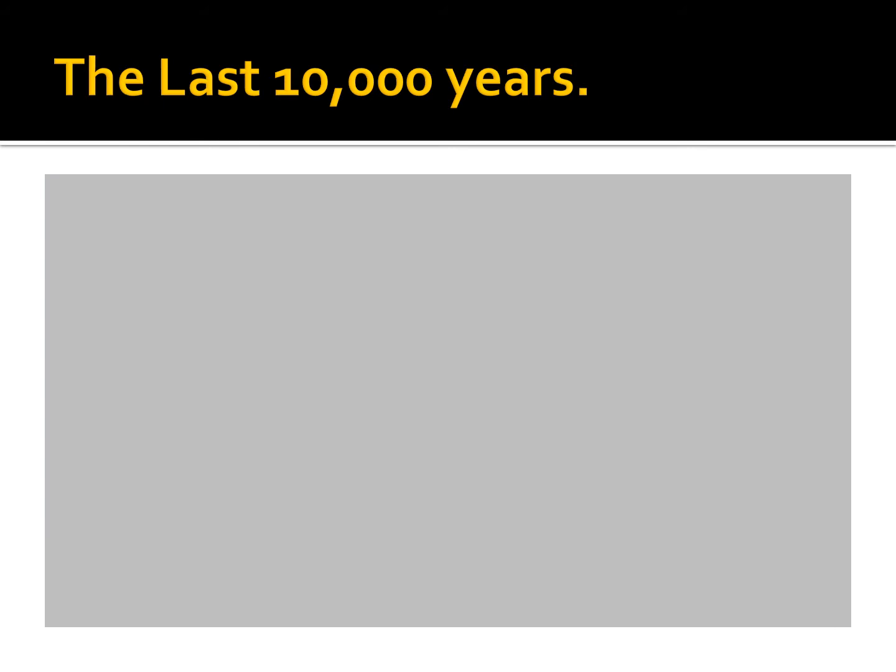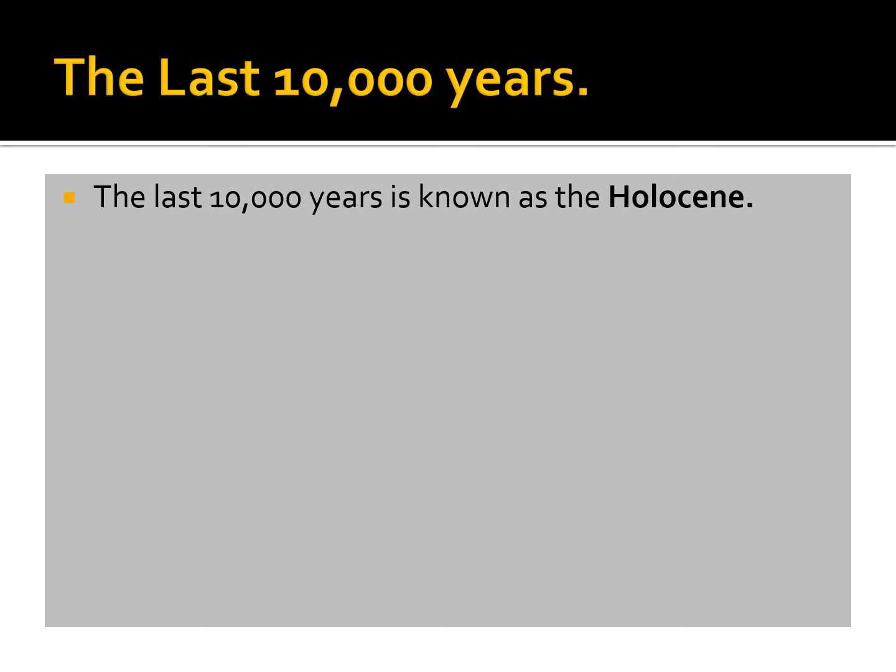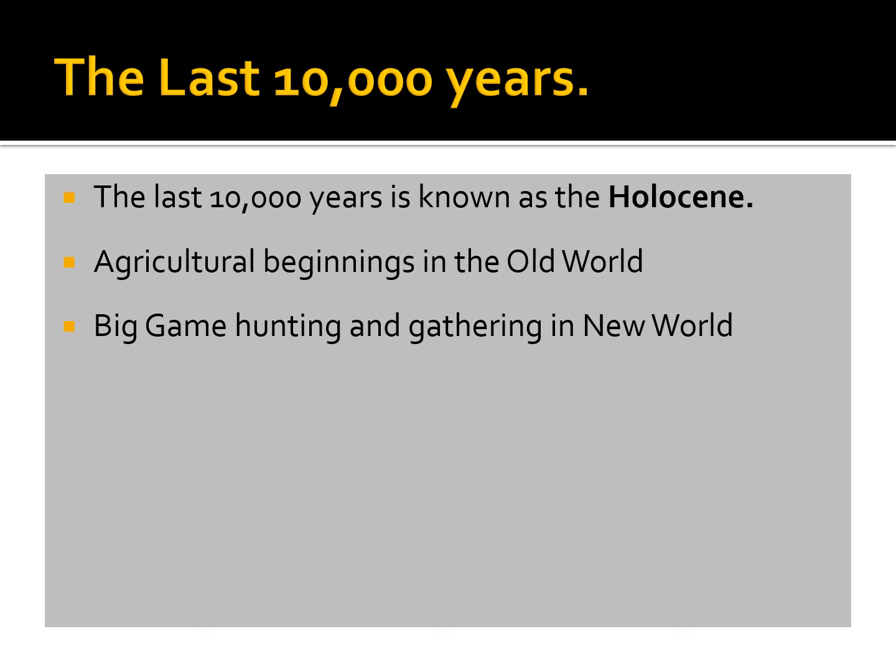So let's start way back in the beginning, the last 10,000 years, something that we refer to as the Holocene period. What we see during this period, or at the very beginning, is the agricultural beginnings in the Old World. This is when we are just discovering how to conduct agriculture. If we look in the New World at this time, we have big game hunting and gathering as a food acquisition strategy in the New World, right?